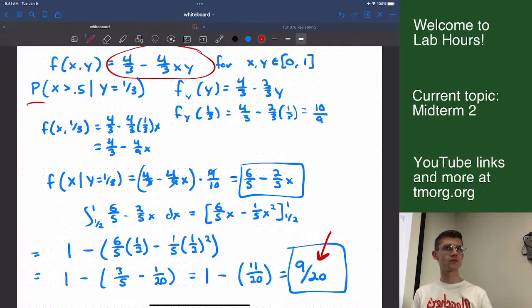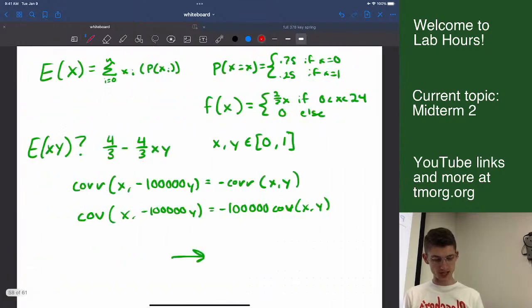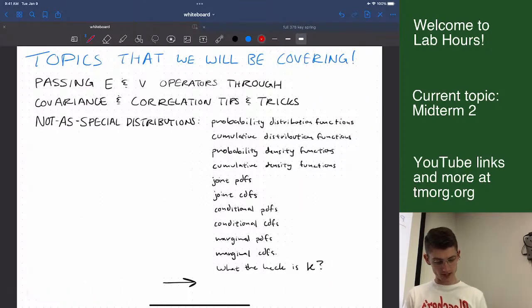Questions? Cool. That basically represents having covered this entire page. So let's draw a little smiley face there.